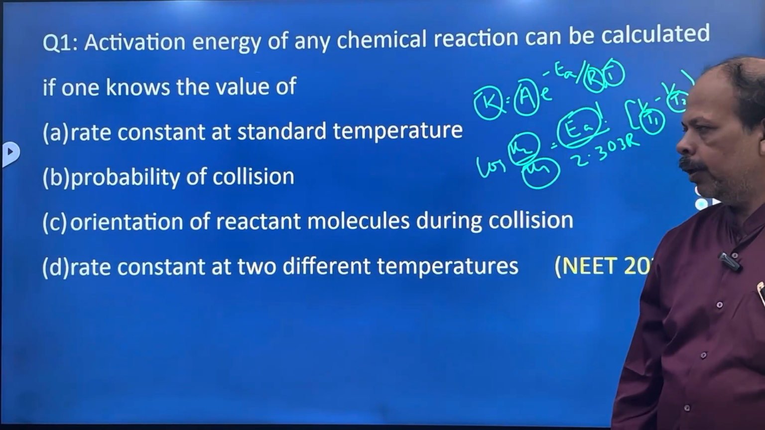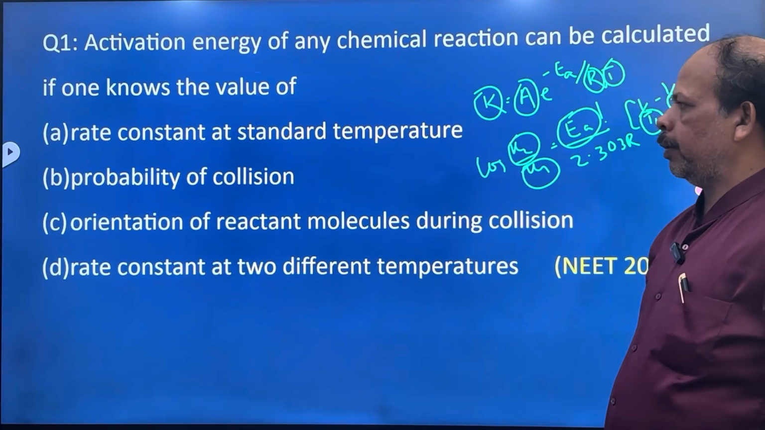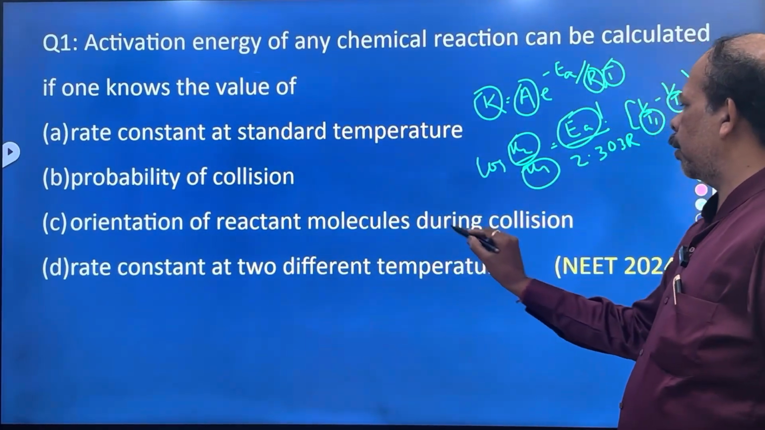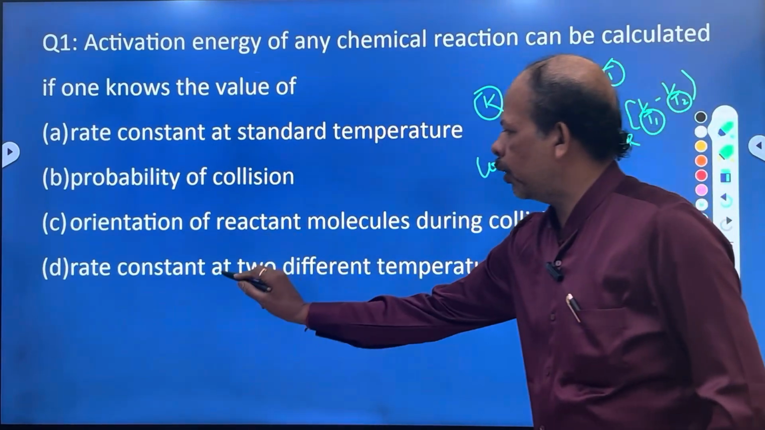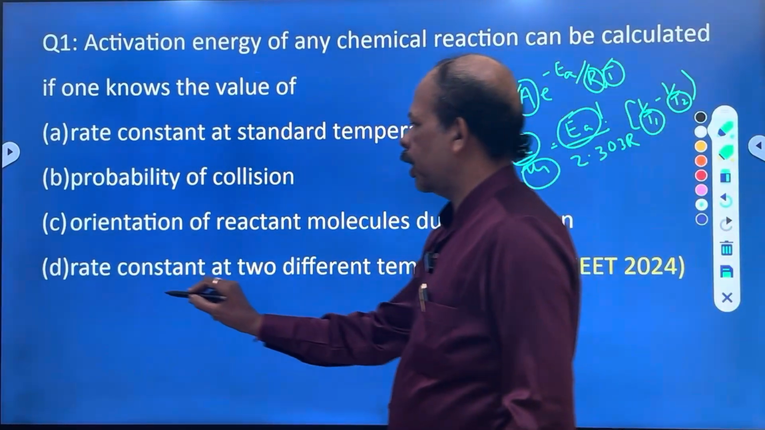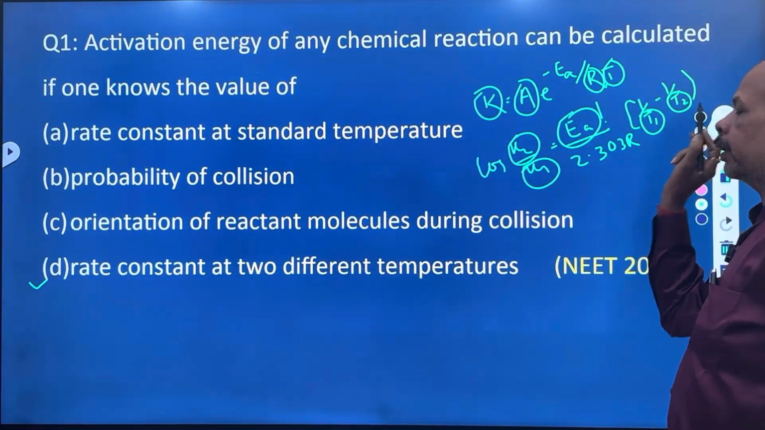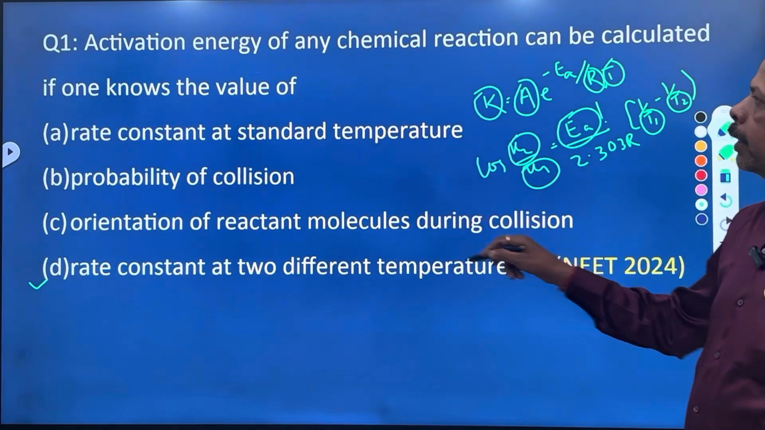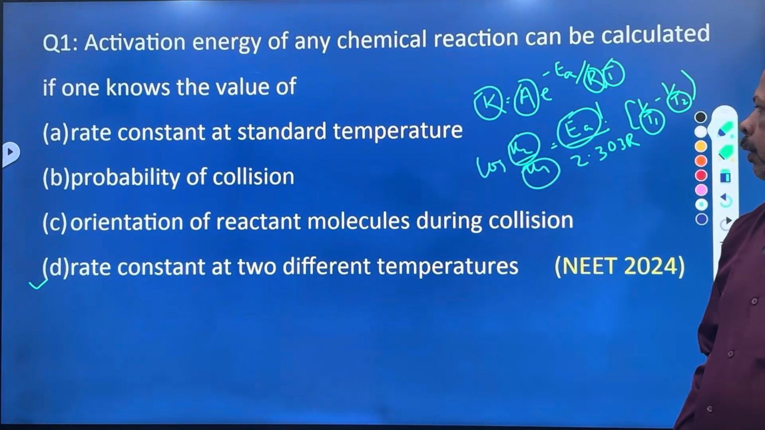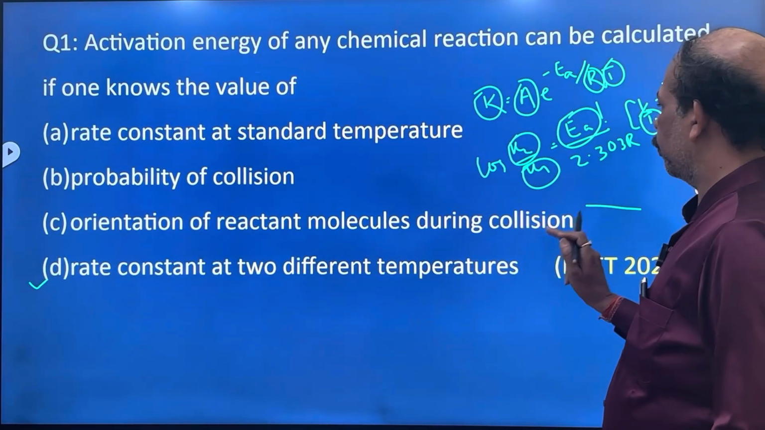easily. So, first option is rate constant at standard temperature, probability of collision, orientation of a reactant molecule during collision, rate constant at two different temperatures. So, rate constant at two different temperatures, if we know K1 and K2 at T1 and T2, then we can easily calculate the activation energy of the reaction. Now, is it clear? Next, we will move to second question.